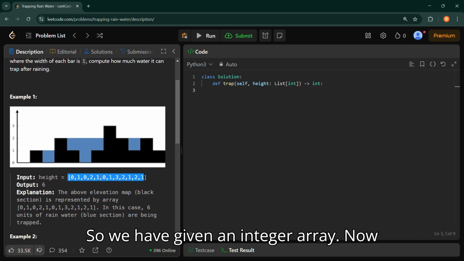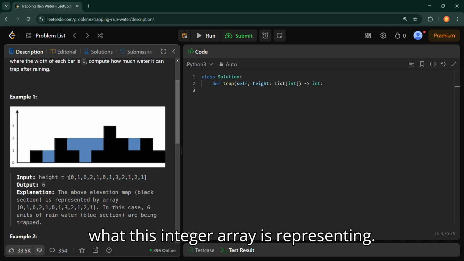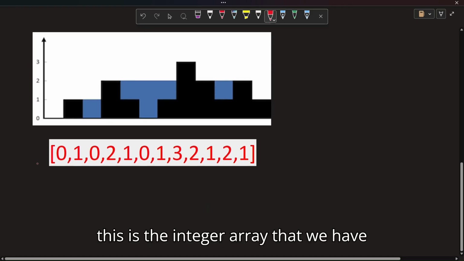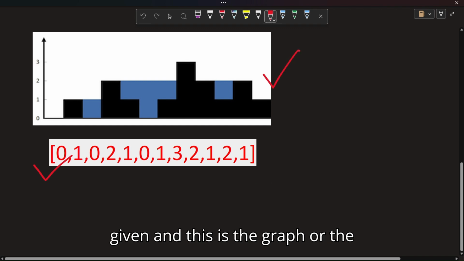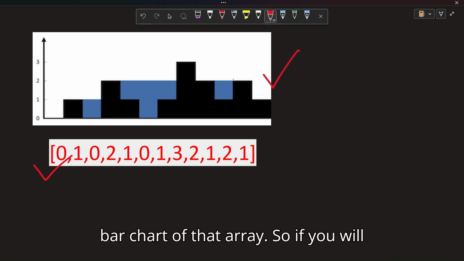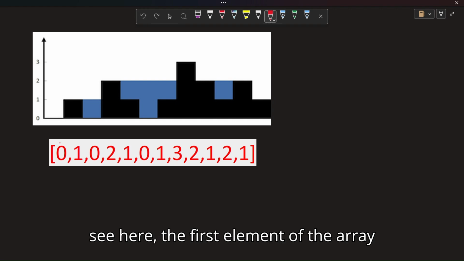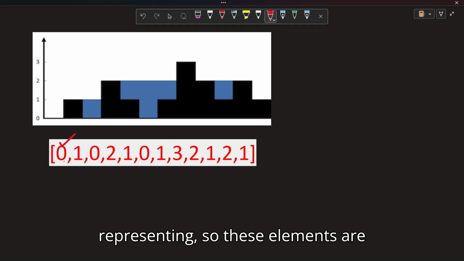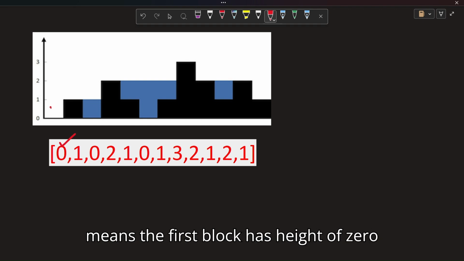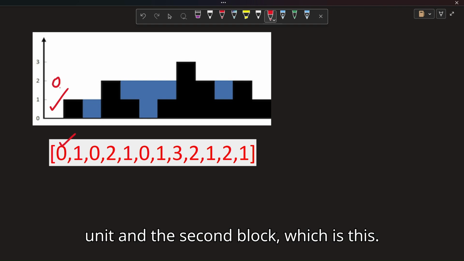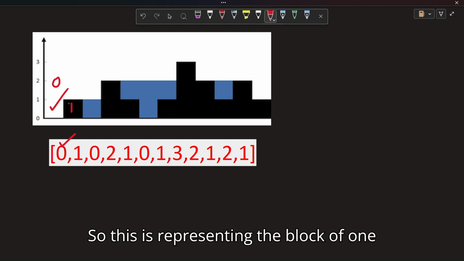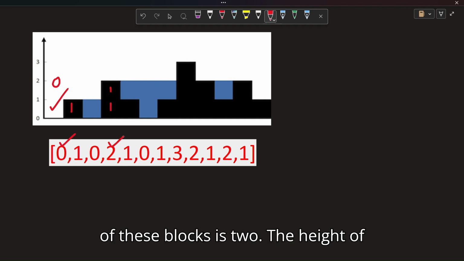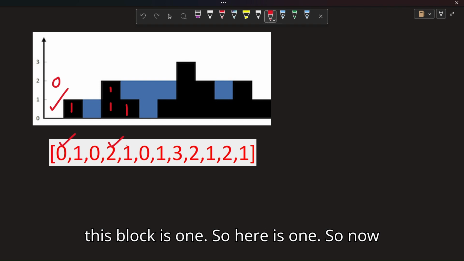So we are given an integer array. Now what is this integer array representing? Let me open my notebook. So yeah, this is the integer array that we have been given, and this is the bar chart of that array. The first element of the array is 0. These elements are representing the height of blocks, which means the first block has a height of 0 units, and the second block has a height of 1 unit. These are two blocks, so the height of these blocks is 2. The height of this block is 1.